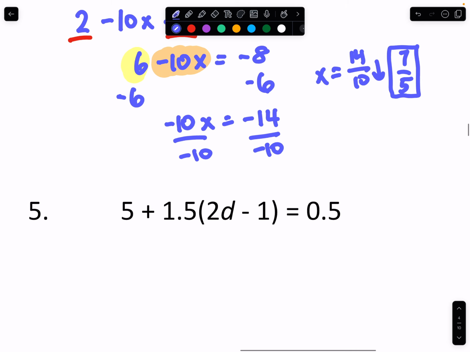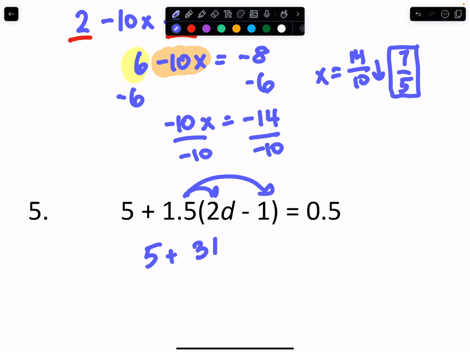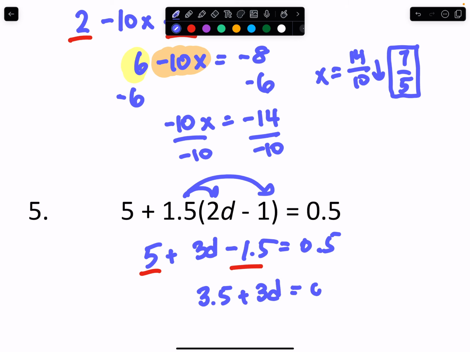Number 5, notice how you see parentheses here. If you see parentheses, remember you always have to use the distributive property. So I have 5 plus 1.5 times 2d, that's going to be 3d, minus 1.5 equals 0.5. Let's combine my like terms here. So I have 3.5 plus 3d is equal to 0.5.